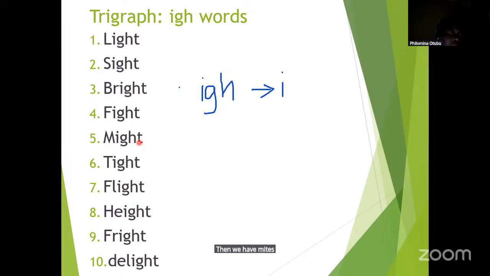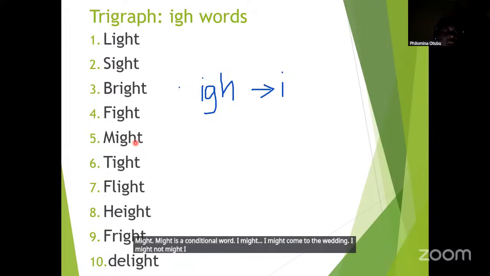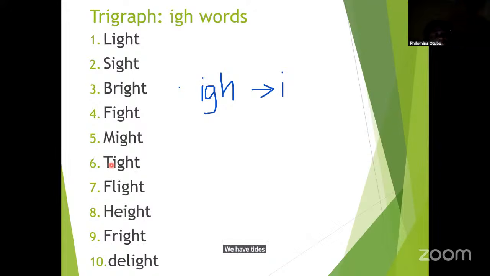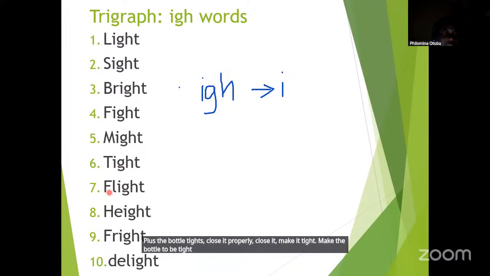Then we have might. Might is a conditional word. I might come to the wedding. I might not. I might come to the wedding. We have tight. Close the bottle tight. Close it properly. Make it tight. Then we have flight. That's when you are traveling. You say, "Oh, I need to take a flight. I need to take a flight."